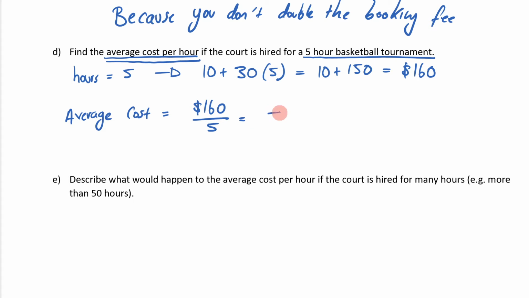So how can we set this up? We can set this out like this. How many times does 5 go into 1? It doesn't. How many times does 5 go into 16? It goes in 3 times with 1 remainder. Sorry, my bad, because it's 15 and then 16, 1 remainder. How many times does 5 go into 10? 5 goes into 10 twice. So therefore, it's $32 average. So on average, it costs you $32 to hire the court for 5 hours.